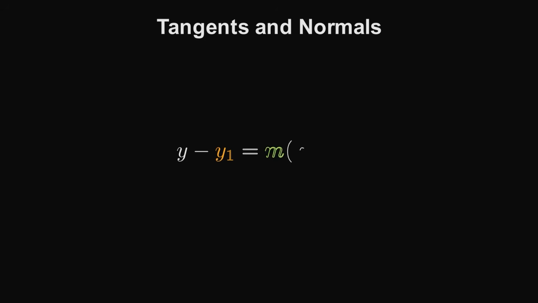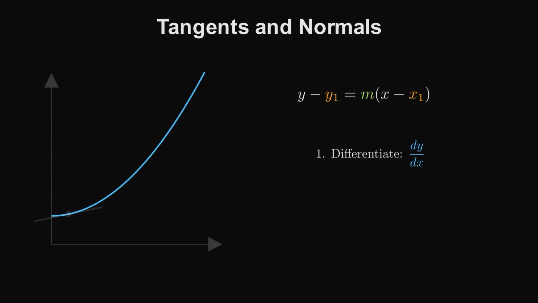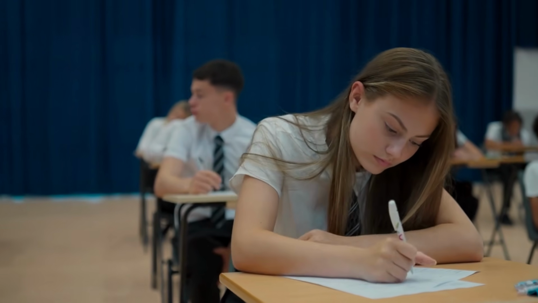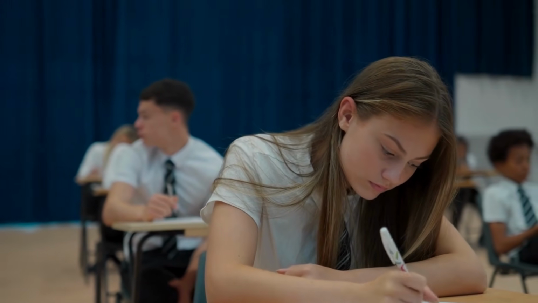Okay, so now you already know the equation of a straight line, that is y minus y1 is equal to m times x minus x1. So when the exam asks you to find the equation of the tangent to a curve at a point, all you're doing is 1, differentiating to get dy by dx. 2, you then plug in the x value to find the gradient m, and then 3, you use that point and m in the straight line equation. It's very simple.